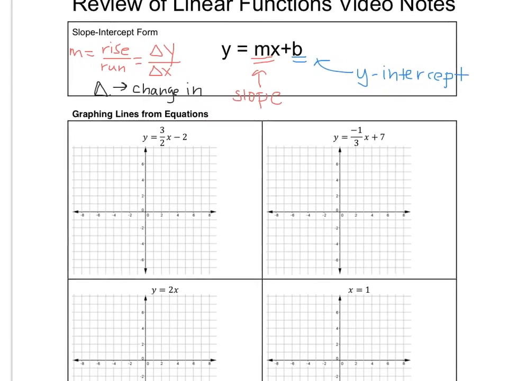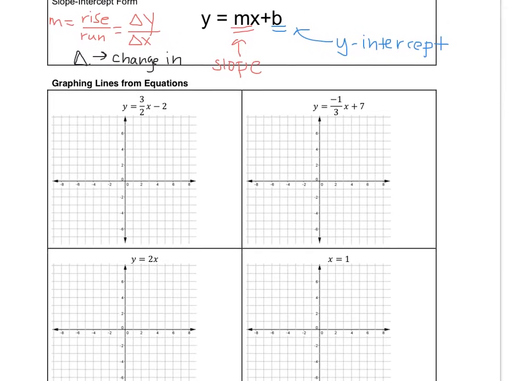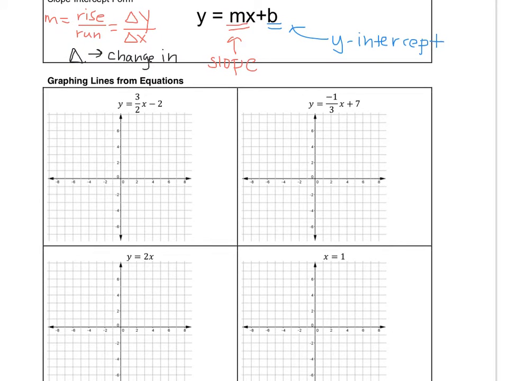So now that we remember that, we're going to graph some lines here. If we look at this first equation, y equals 3 over 2x minus 2, our y-intercept is going to be negative 2. So I'm going to plot that right there at negative 2. Next up, I can see that my slope is 3 over 2. Remember that this is rise over run. And since they are both positive numbers, that means we're going up to the right.